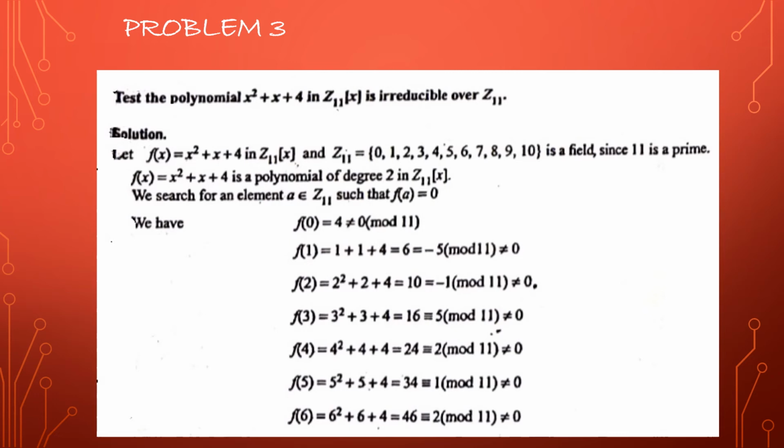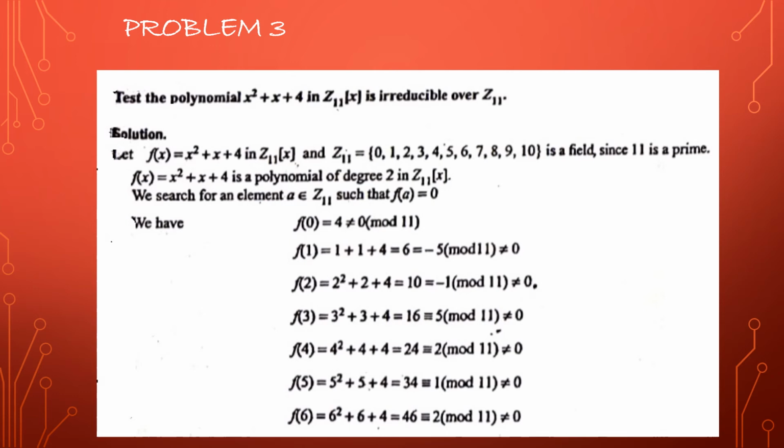So let's start with the first number. The first number is 0. So if I substitute 0, what will happen to the function? 0, 0 and 4. I'm getting an answer 4. 4 is a number which is less than 11, which is not equal to 0. So no need to mention it like this. You just put not equal to 0 under modulo 11. Both carry the same meaning.